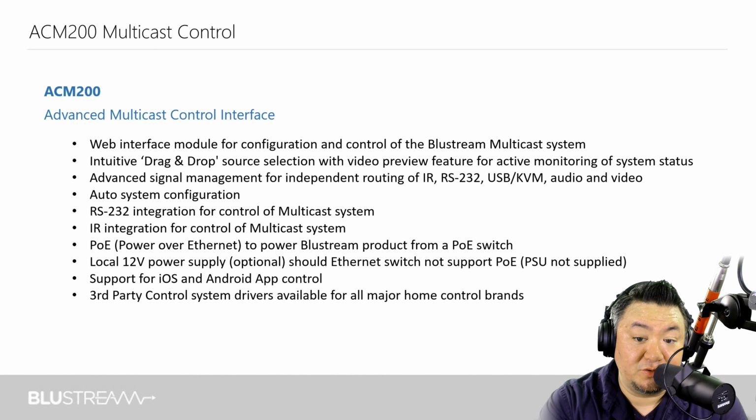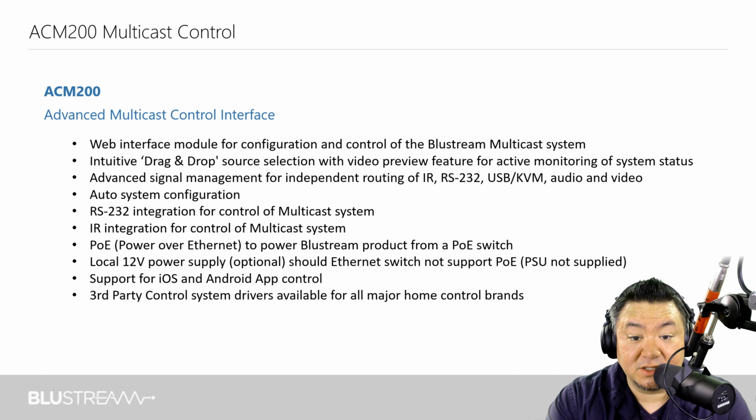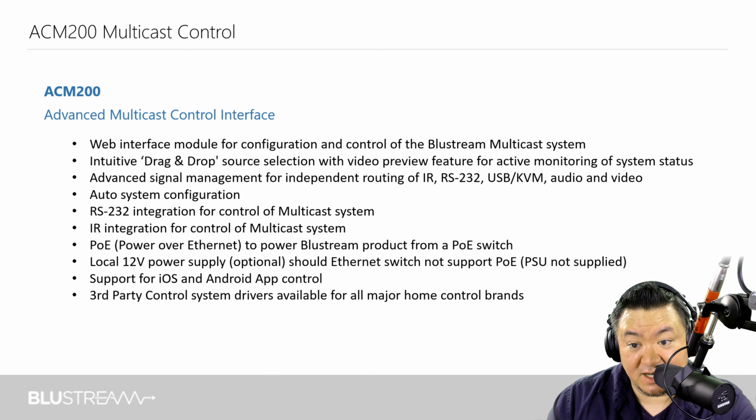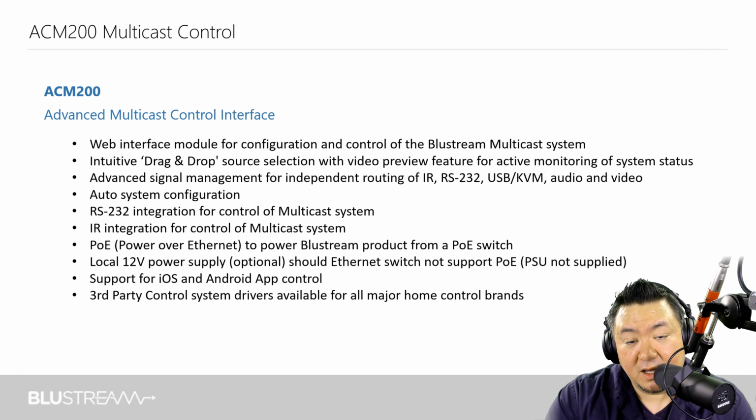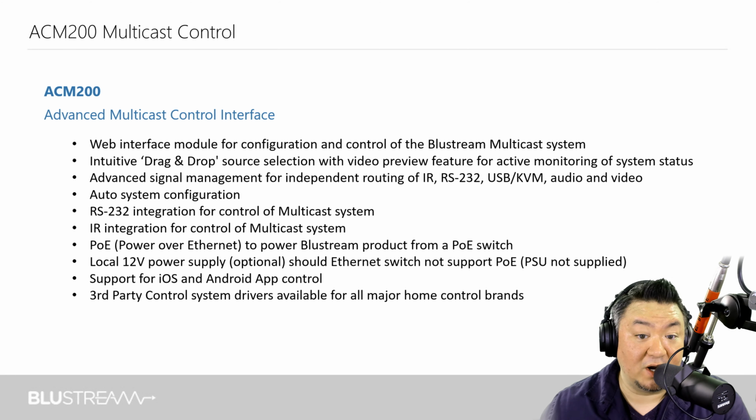And for the ACM200, or the Advanced Control Module, here are some of the call-out features and specifications of that unit. Of course, we have the web interface, which gives us the configuration capability with the setup wizard that can be completed in roughly 6 clicks. There is the drag and drop interface, which we have not talked about, but we will show you during that presentation how easy it is to set up and manage using drag and drop. There's third-party control from a plethora of different manufacturers, as well as RS-232 and IR capability to control the unit. It's also PoE powered, and is supported by an iOS and Android app.